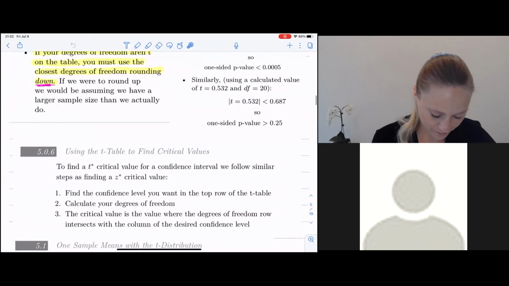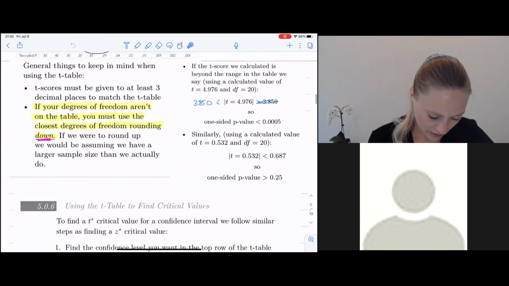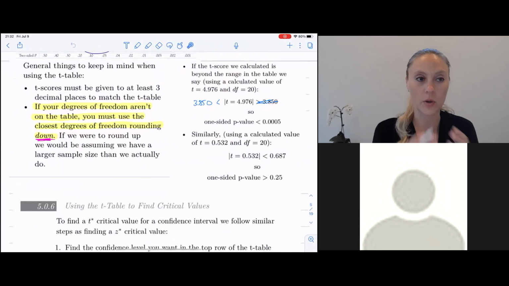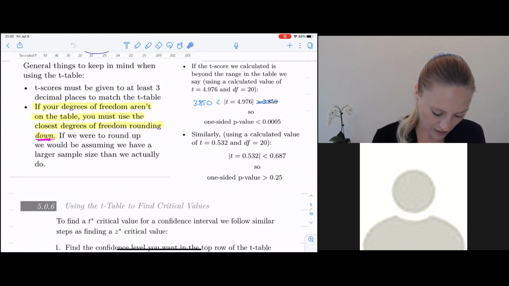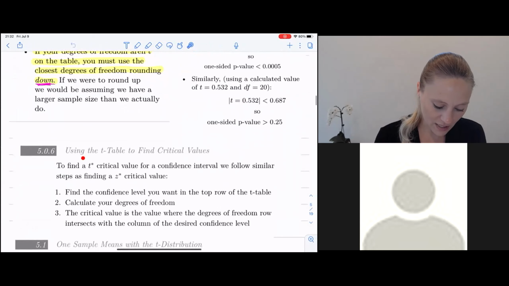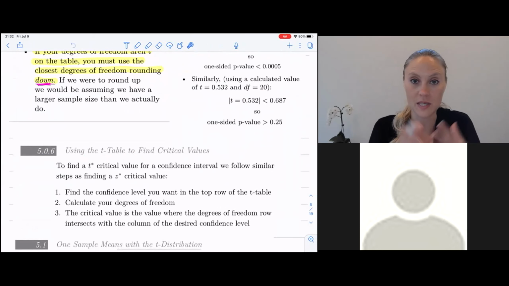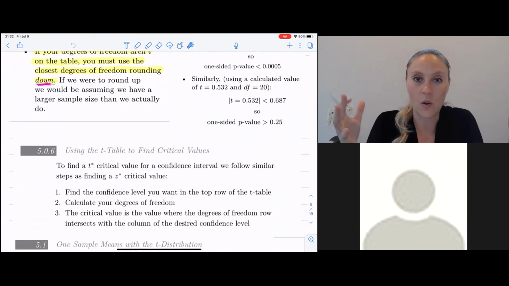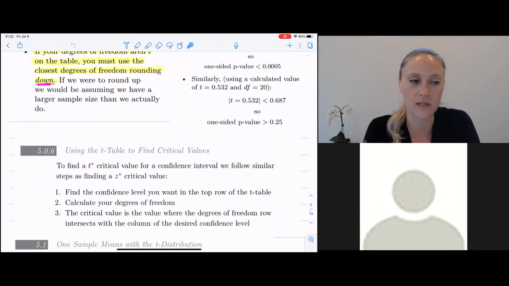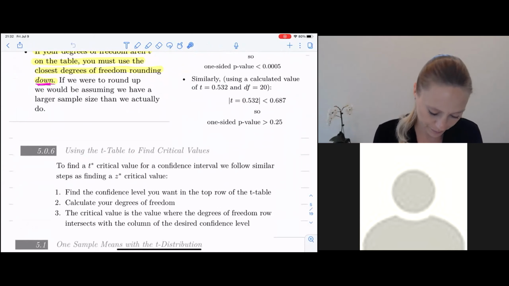Okay. So we've talked about what happens if your T is kind of off the table, off the charts. And we also already looked at how we find these critical values. So for a confidence interval, we're going to need a critical value, because that's what dictates the confidence level of our confidence interval.